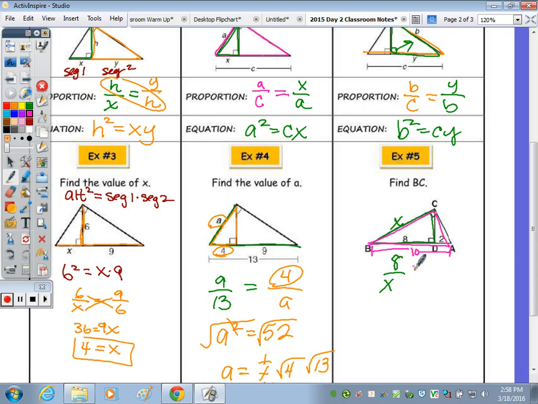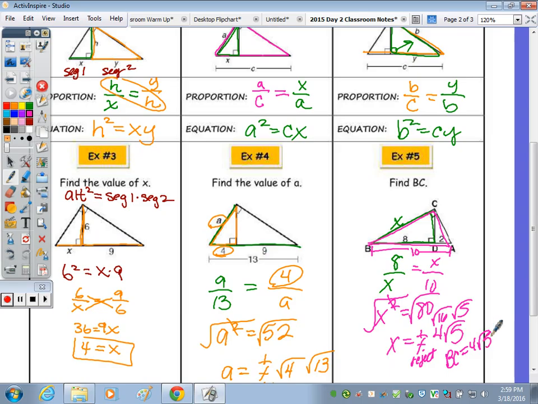So long leg to hypotenuse here would be X to 10. X times X is X squared. 8 times 10 is 80. And what does the square root of 80 simplify to? 4 radical 5. 4 was the square root of 16. So this is really 16 times 5, breaking it down to the factor. And then 4 radical 5 is the answer. So BC equals 4 radical 5.